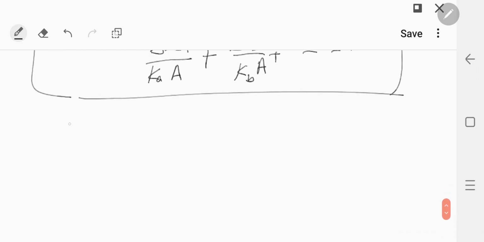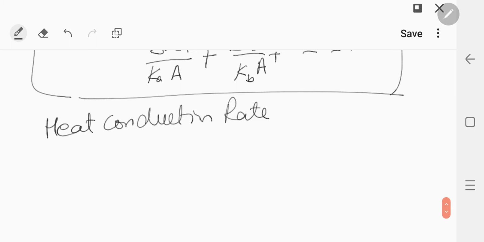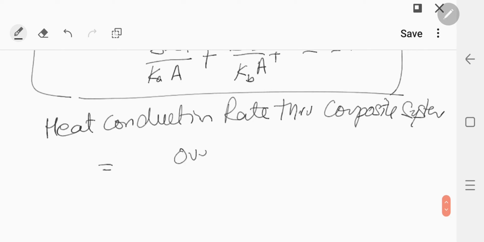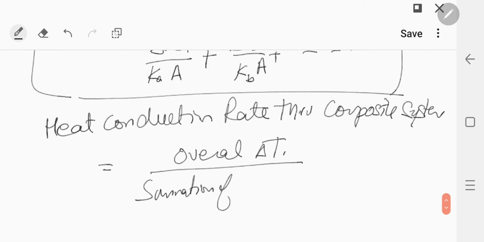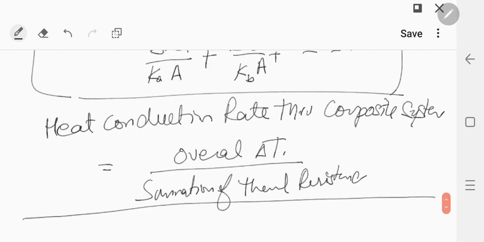So you can write the heat conduction rate through a composite wall or composite system as the overall temperature difference over the summation of thermal resistances. Clear? So this was the simple example of the composite systems.